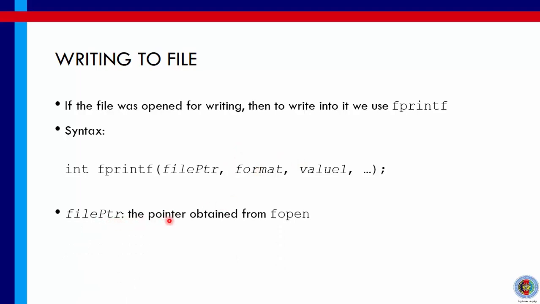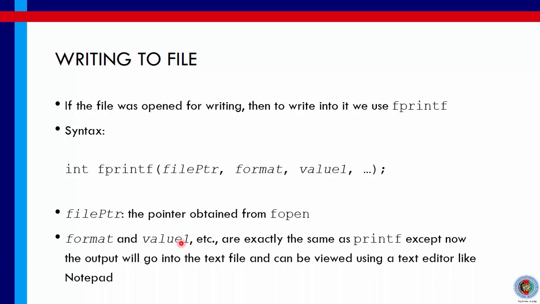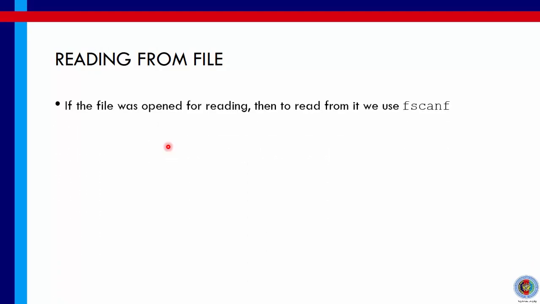So file pointer is the pointer obtained from fopen. Format and value are exactly the same as printf, except now the output will go into the text file. Which text file? The text file pointed to by the file pointer we get from fopen, and it can be viewed using a text editor like Notepad. That was for writing. Next is for reading.